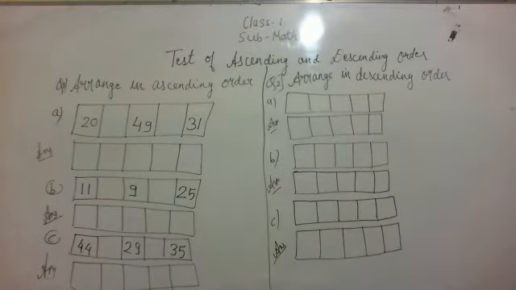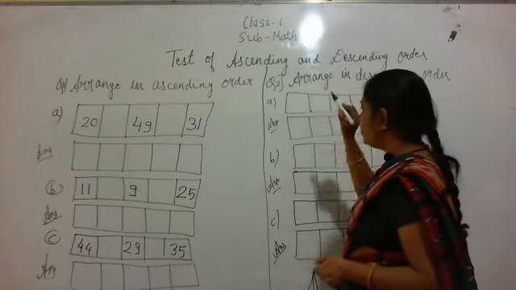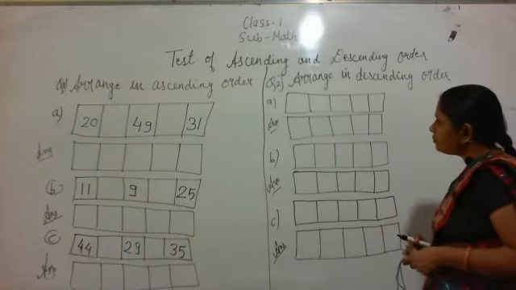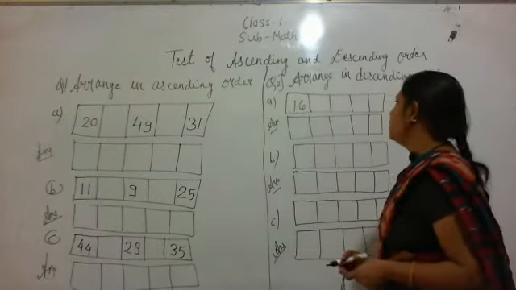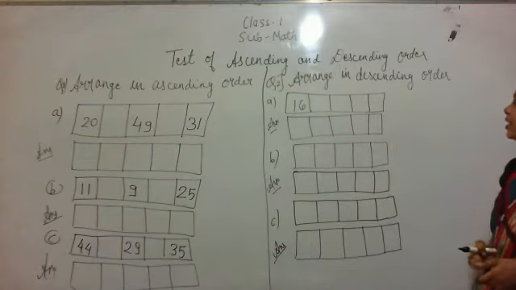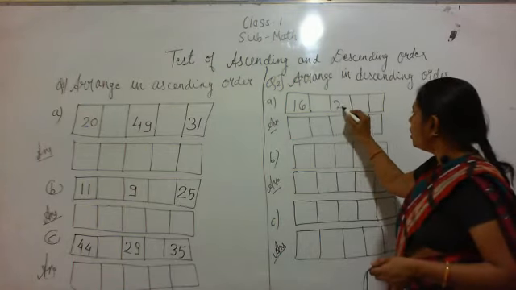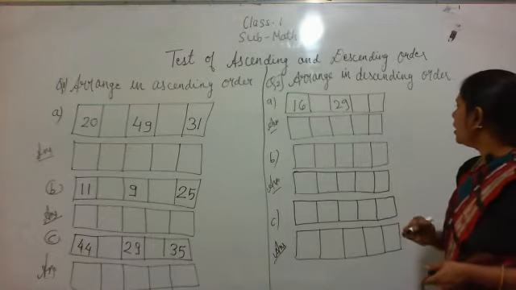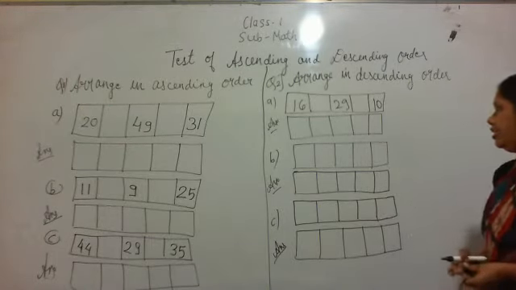Now here in a second question, arrange in descending order also. 3 questions I am giving you. One 6, 16, then 2, 9, 29, and last 1, 0, 10.